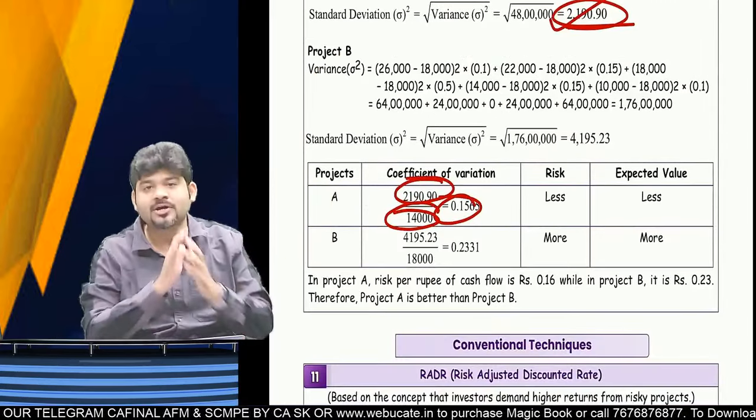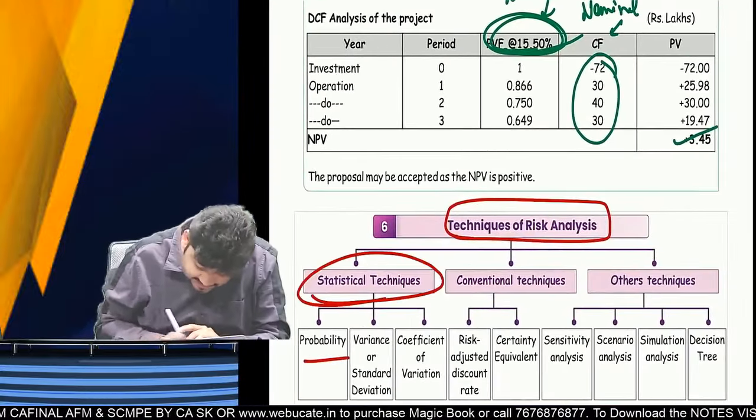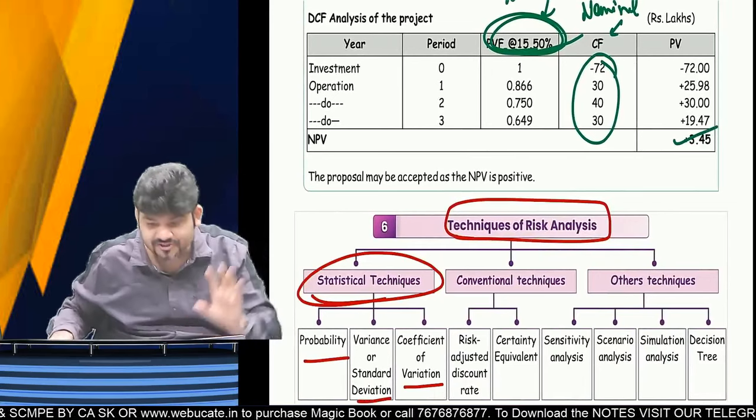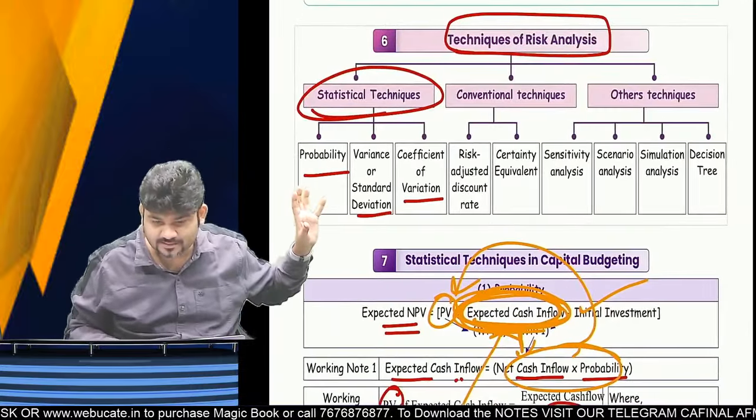And with this, we complete the first part of the technique, which is the statistical technique: probability, variance, standard deviation, and coefficient of variation. Are we clear, everyone? Please confirm.